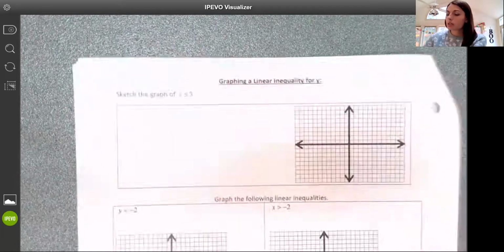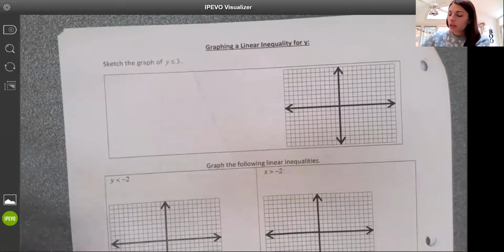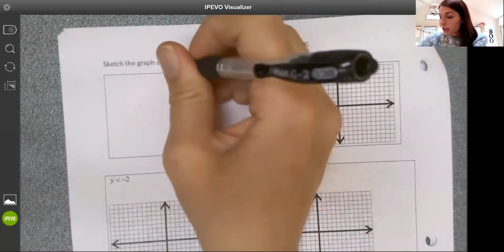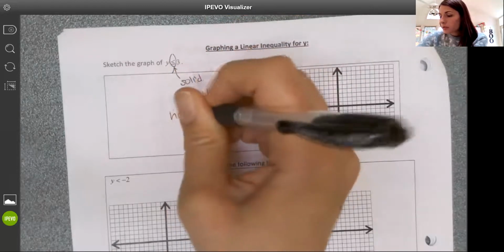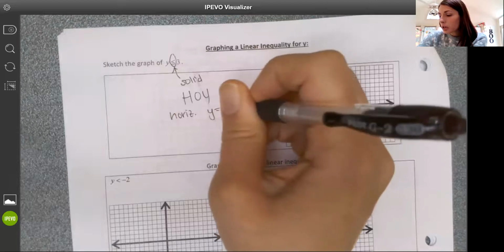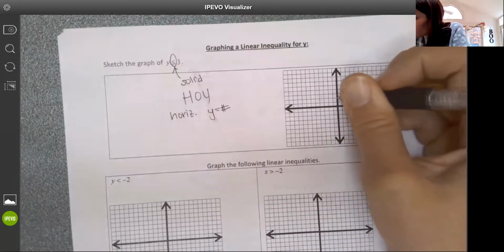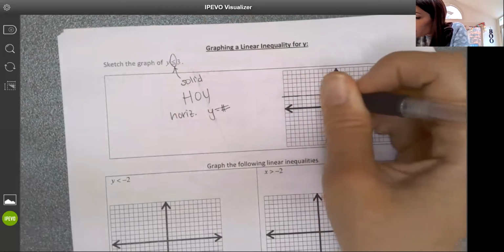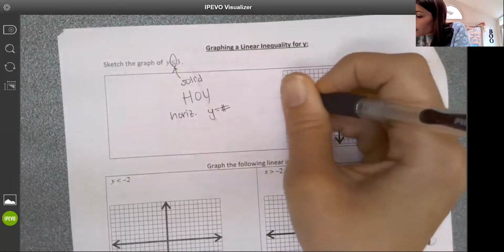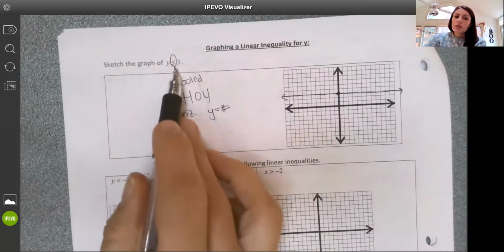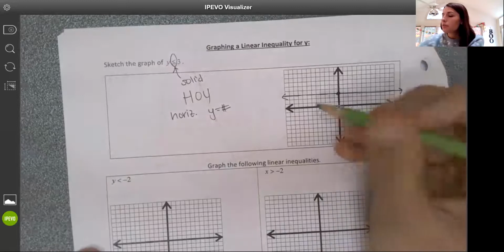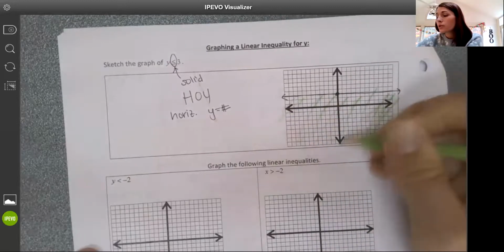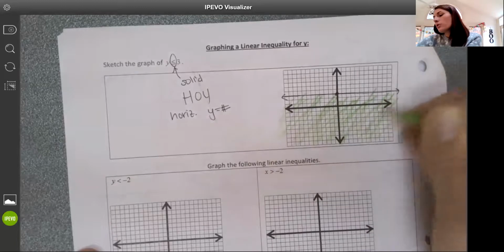Same kind of idea for our horizontal lines. So here we have a horizontal line. This is a solid line, and it is a HOY. So horizontal line, y equals a number. So where y is 3, we're going to draw in that solid horizontal line. And the inequality is y is less than or equal to 3. Well, my values that are less than 3 would be below that line. Or if I tested (0, 0), it would work, and I'd shade to include it.